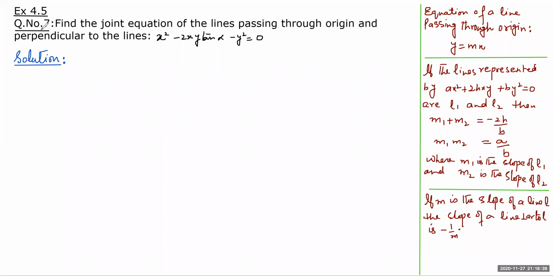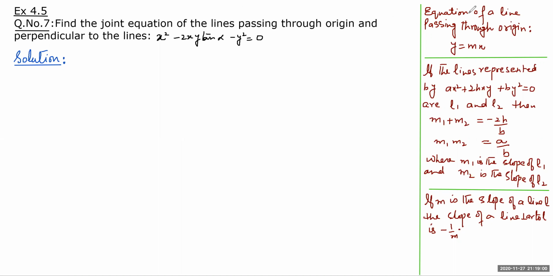Bismillahirrahmanirrahim. Exercise 4.5, question number 7. Find the joint equation of the lines passing through origin and perpendicular to the lines x square minus 2xy tan alpha minus y square equals to 0. Let's see what knowledge we need for solving this particular question.